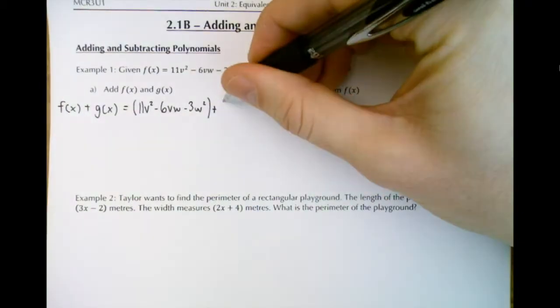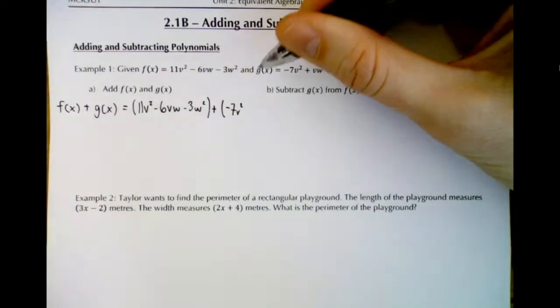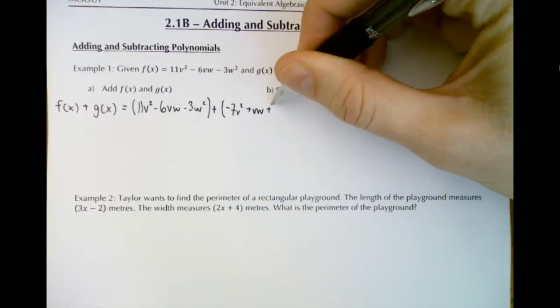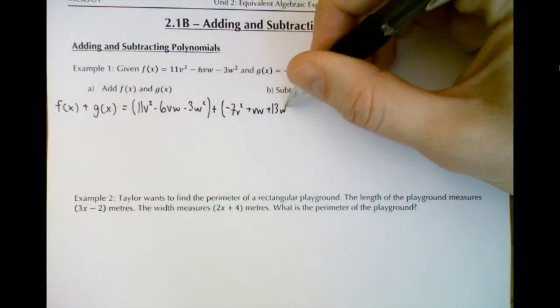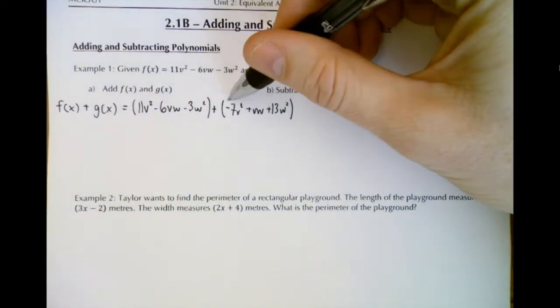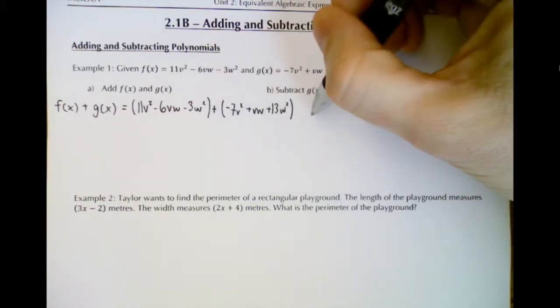Plus, we're going to add negative 7v squared plus vw plus 13w squared. Kind of running over into example B here, but that's okay. We got some room for example B. Now to add, simply we're dropping the brackets and collecting the like terms. Because if we have a plus sign in front of a bracket, when you distribute a positive 1 and multiply, it doesn't change anything in that bracket.